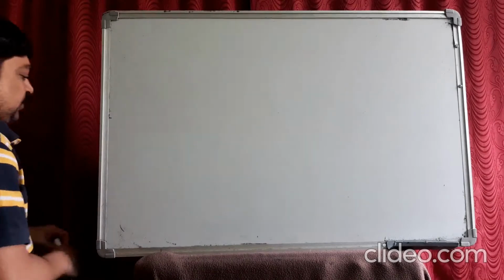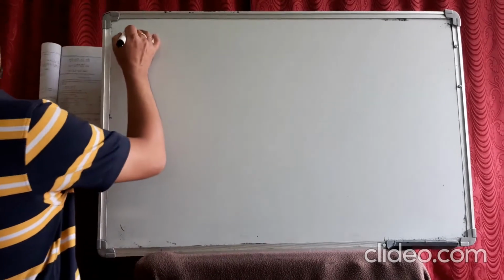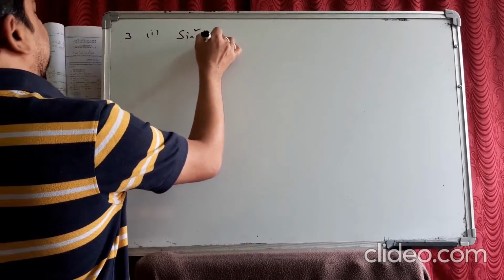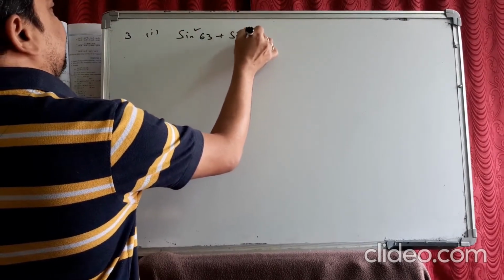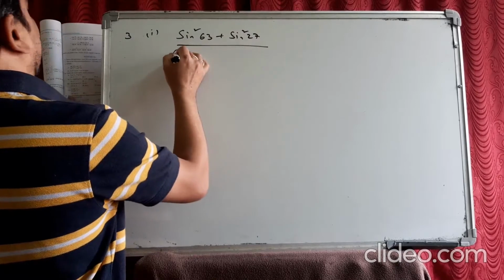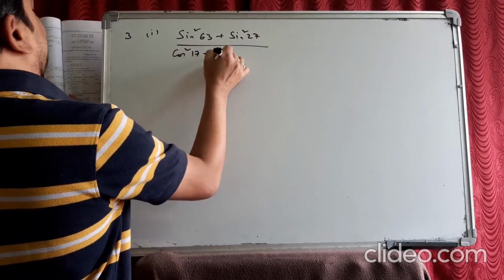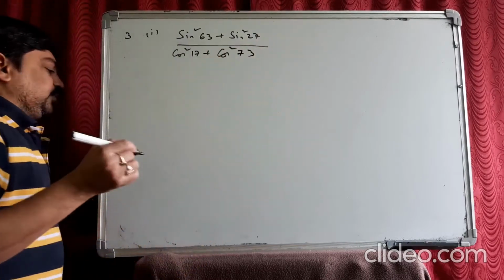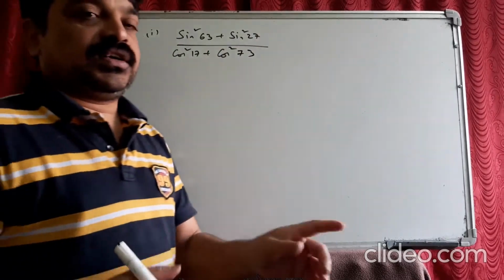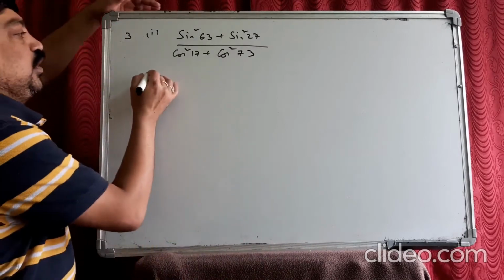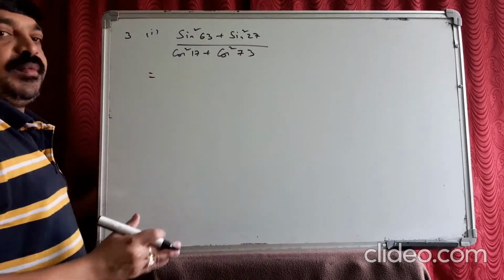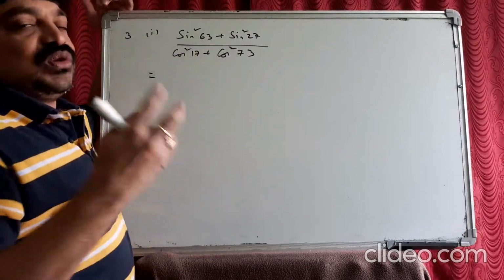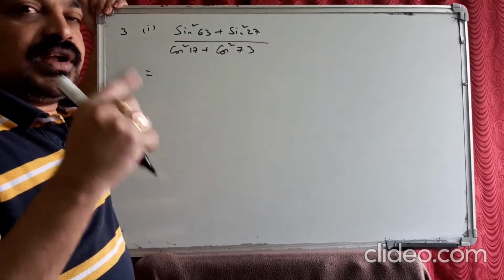Okay, see the third question. In the third question, you have two questions like this: sin square 63 plus sin square 27 by cos square 17 plus cos square 73. To do these, identities are required, but one more thing we need is the complementary property. How does the complementary property work? I tell you. We have 4 terms here, and we change only 2, one in the numerator and one in the denominator.